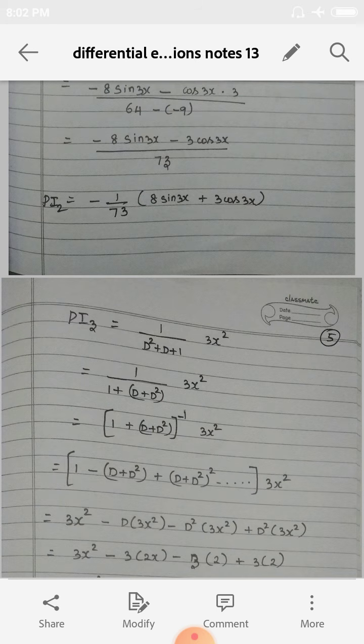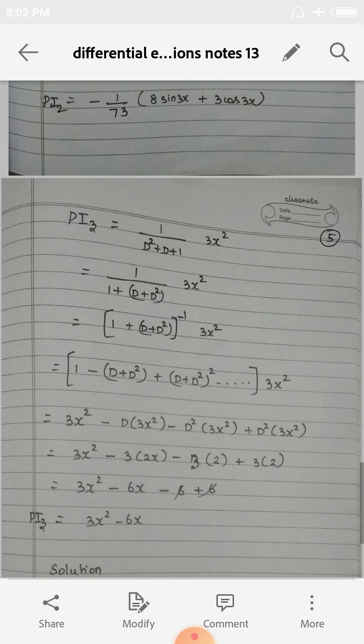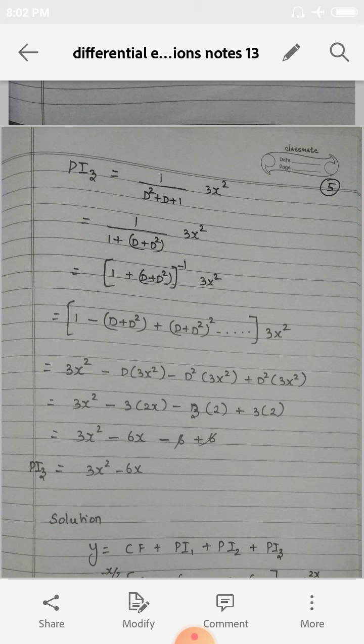Now find PI3. What is PI3? 1 by d square plus d plus 1 into 3x square. See the denominator, the constant term is 1. So no need to take the constant outside. So just rewrite the denominator as 1 divided by 1 plus d square, into 3x square. Now take the denominator to the numerator, we get 1 plus d square, the whole power minus 1, into 3x square. Now this is in the form of 1 plus x power minus 1, right?